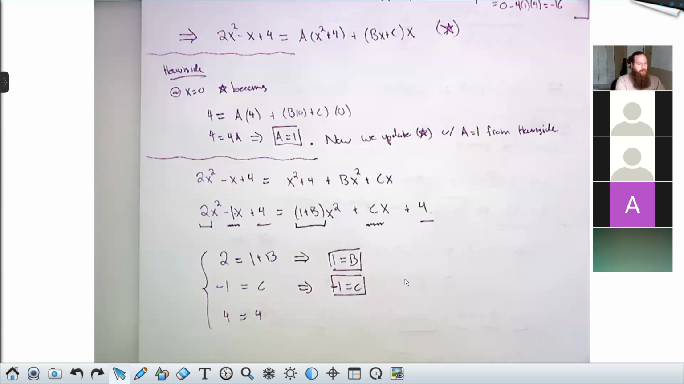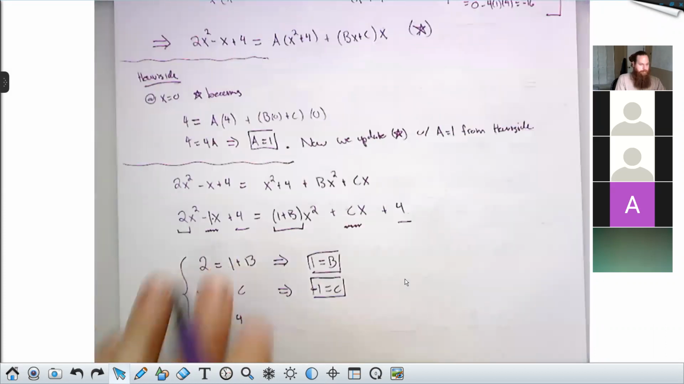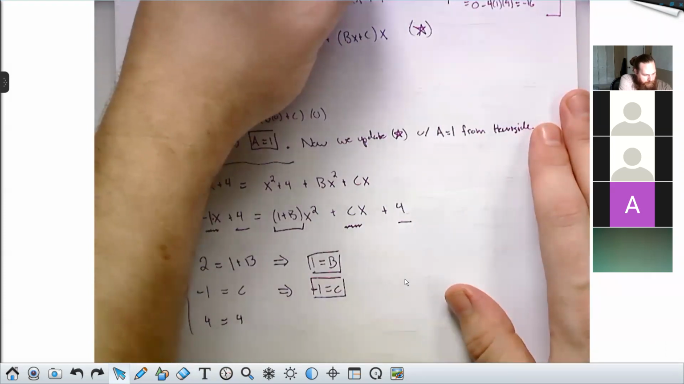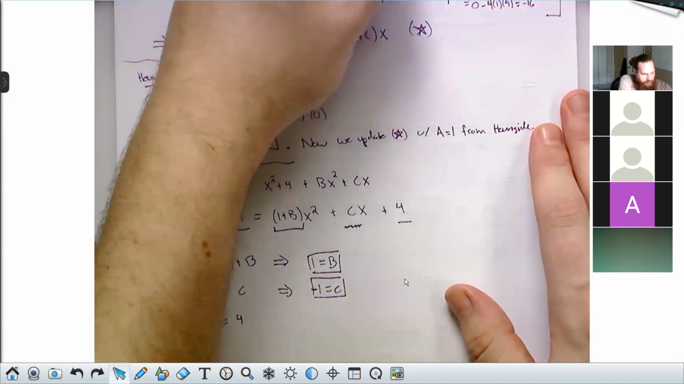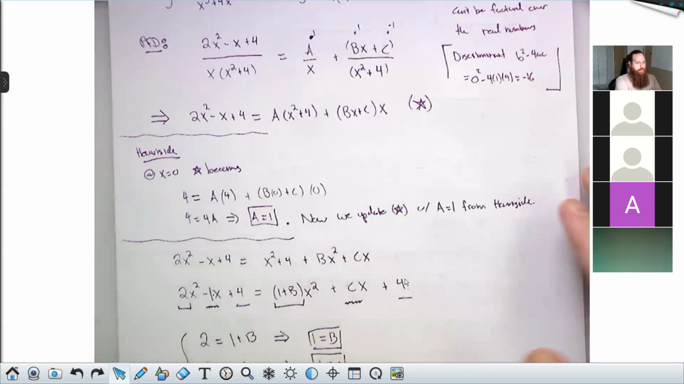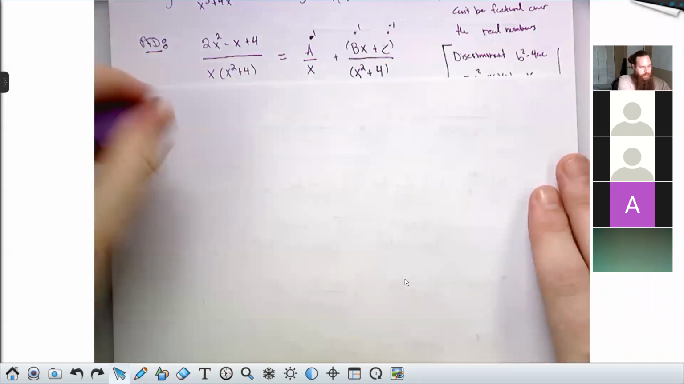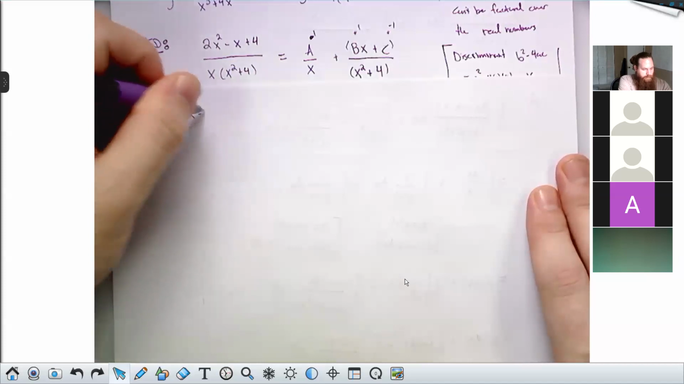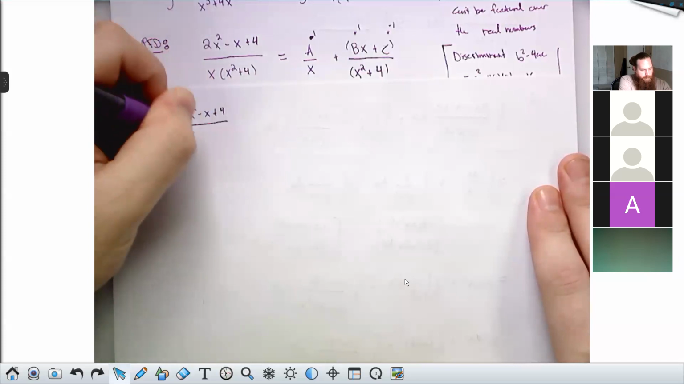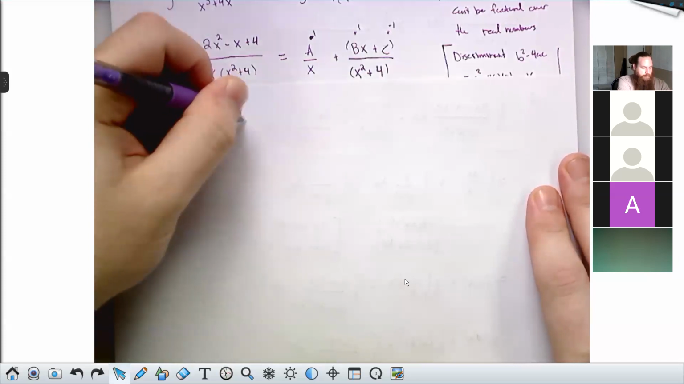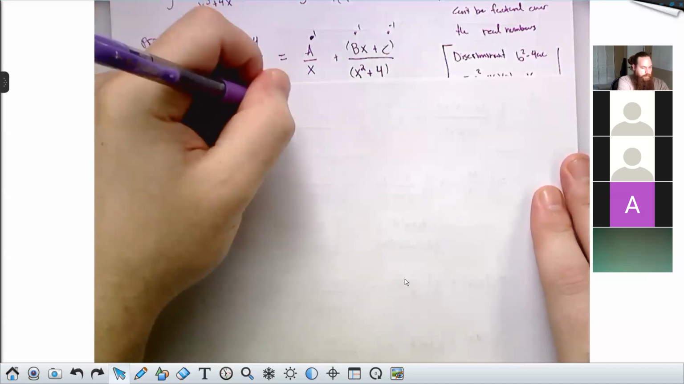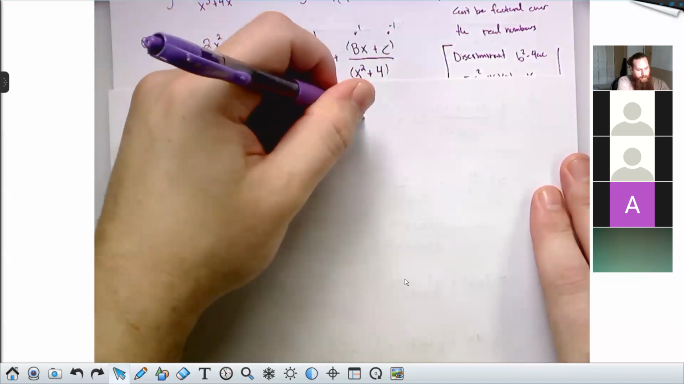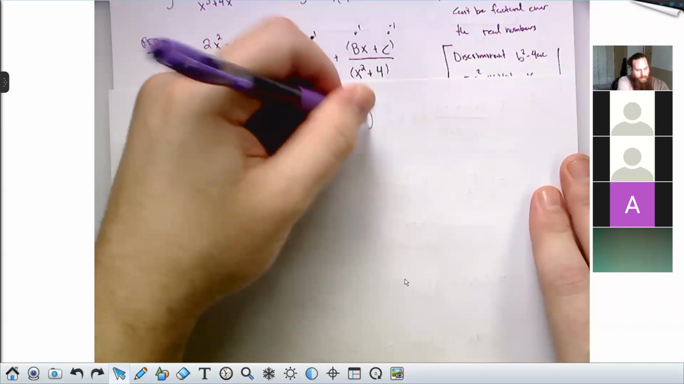Now I can go back and do my integral. I know that A is 1. I know that B is 1 and that C is negative 1. So according to my PFD, the integral of 2x squared minus x plus 4 over x times x squared plus 4 dx is equal to the integral of 1 over x plus 1x minus 1 over x squared plus 4 dx.